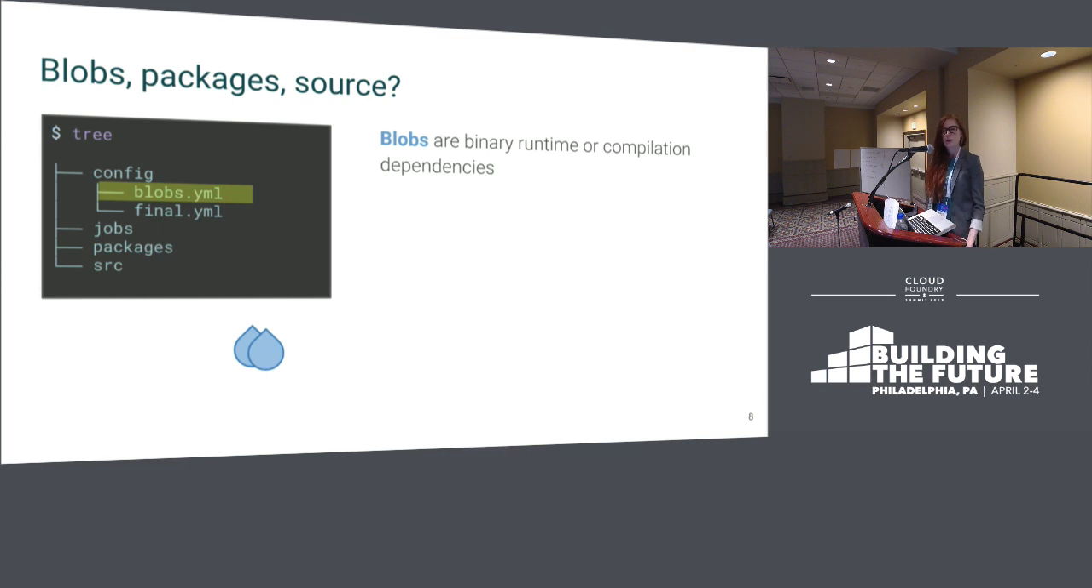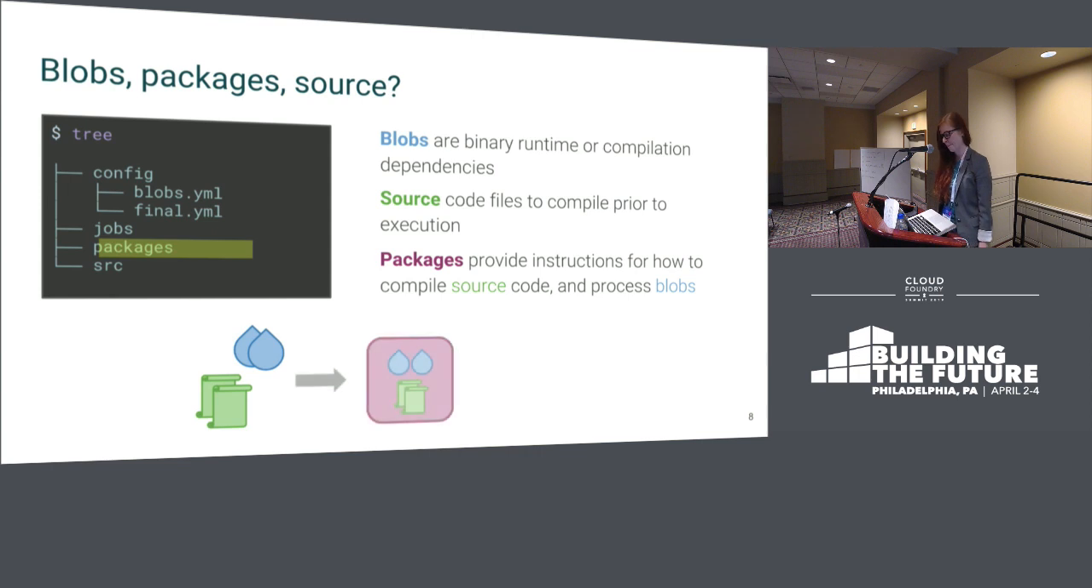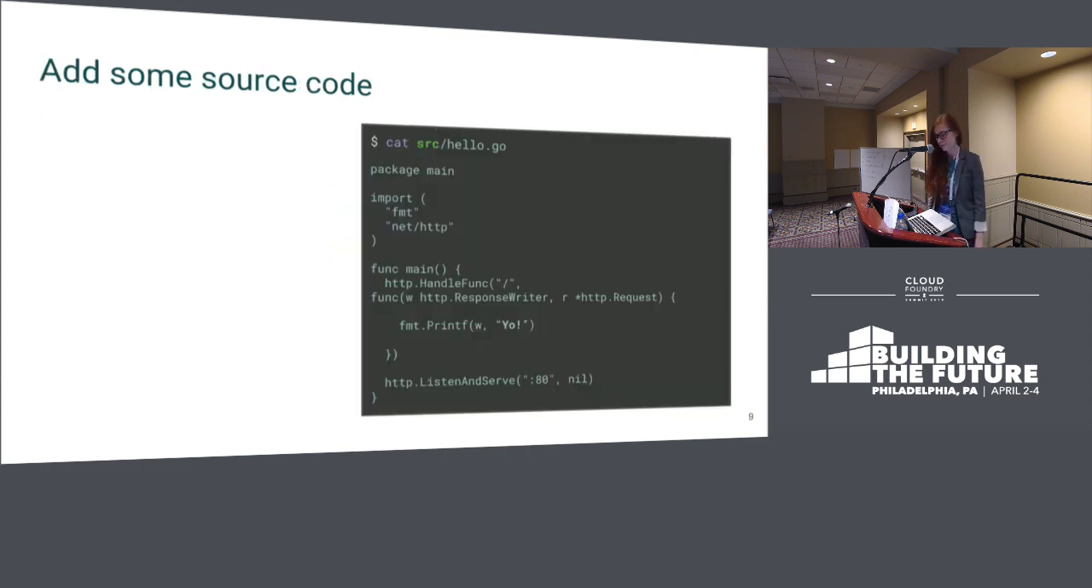These are things that are referenced. They're not necessarily checked in to your release. They're not really part of your source code. Source code, though, is your code. So this is the code that you're interested in getting into a deployment, making available to your users. And packages wrap around source code and blobs to instruct BOSH as to how to install or compile or just manage those pieces of code. And this is the interface that you use to make your release deployable.